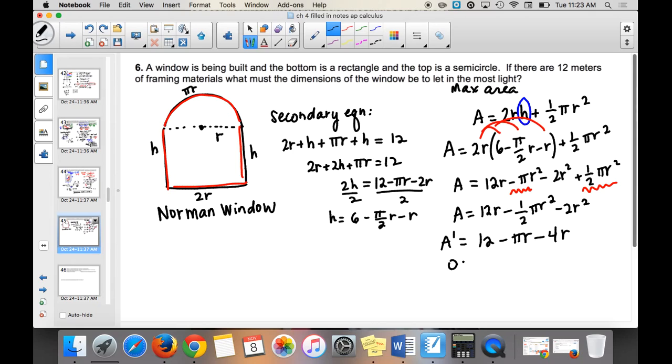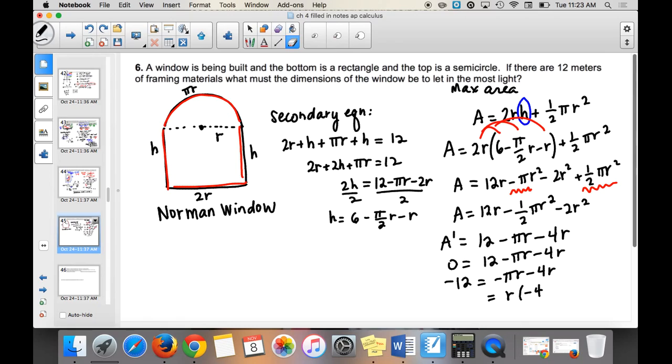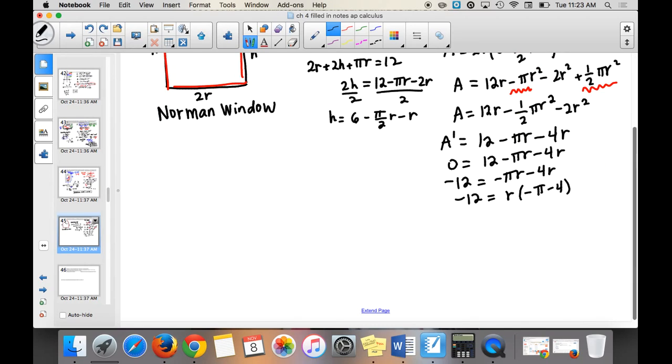And so when we set it equal to 0, we can subtract the 12 over, and we have negative pi r minus 4r. And this is where what Abby's saying, if you pull an r out, negative pi minus 4, lots of negatives. I could pull a negative out too, but that's fine. So now we can divide it over. We end up getting negative 12 all over negative pi minus 4 is equal to r.